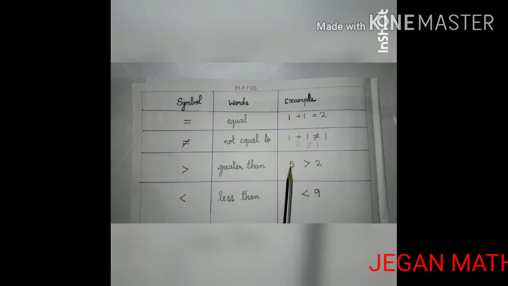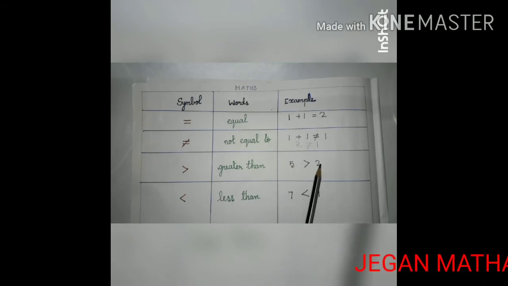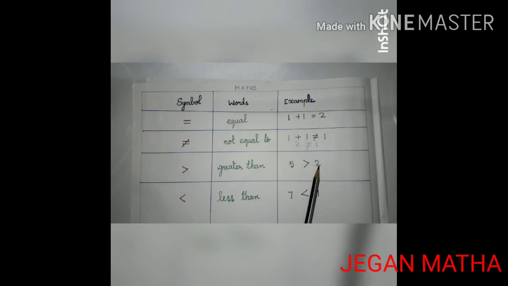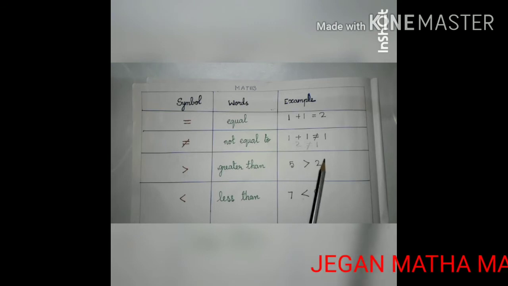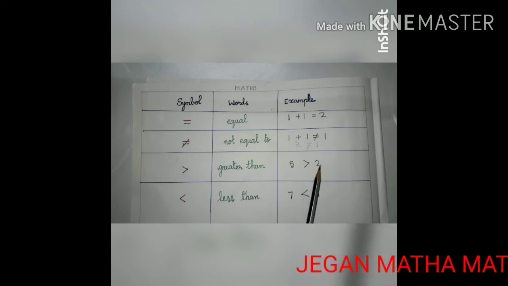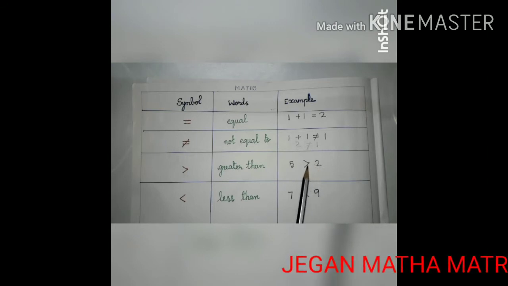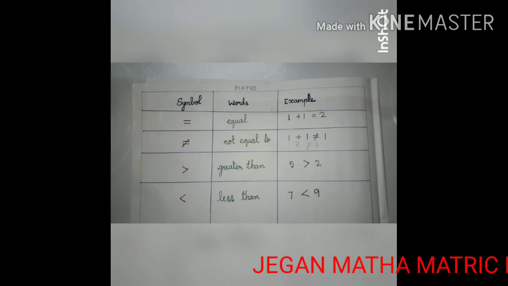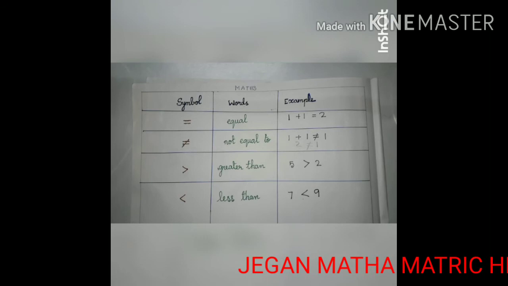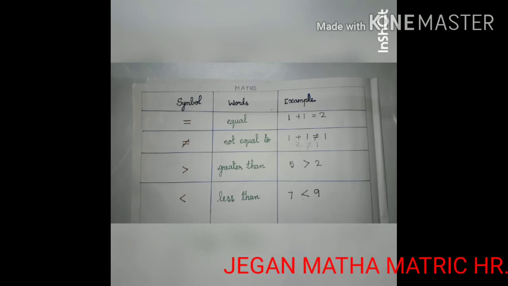Okay, come to the example. Look at this side. See, 5 is greater than this 2. Yes, 5 is a big number. See, 2 is a small number. Okay, I give you one more example. I give this in detail so that you can easily understand. Yes, kids, come to the next page.